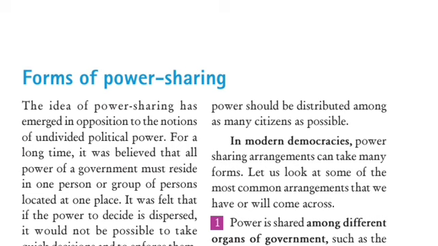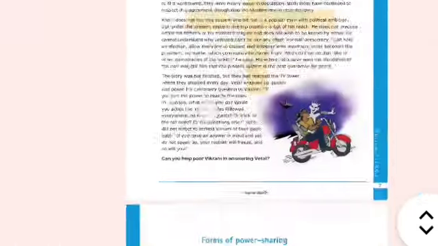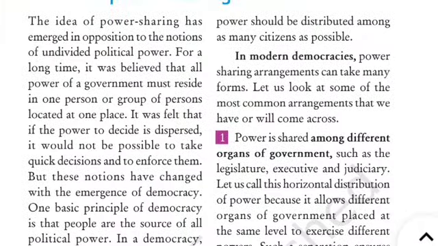First one is power is shared among different organs of government. What are the different organs of government? You have studied in class 9th itself about the organs of government. Horizontal power is shared between legislature, executive and judiciary. These are the organs of government, and they all are at the same level.